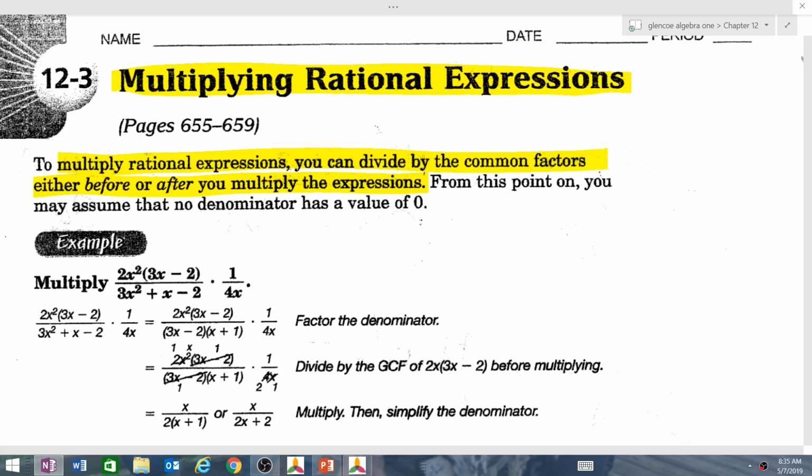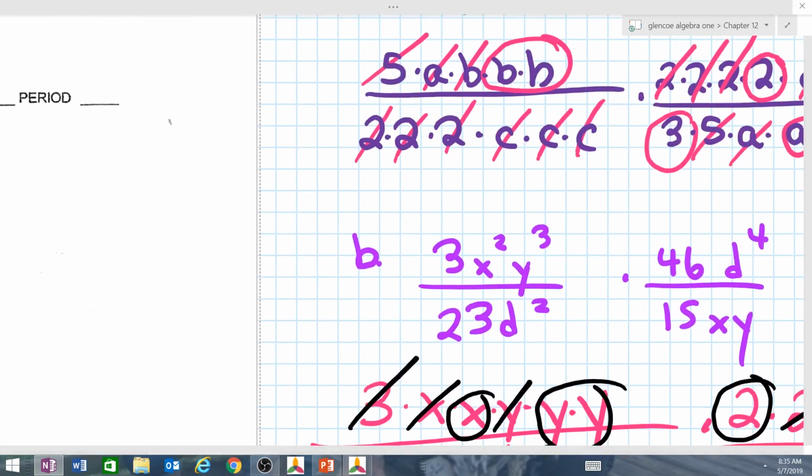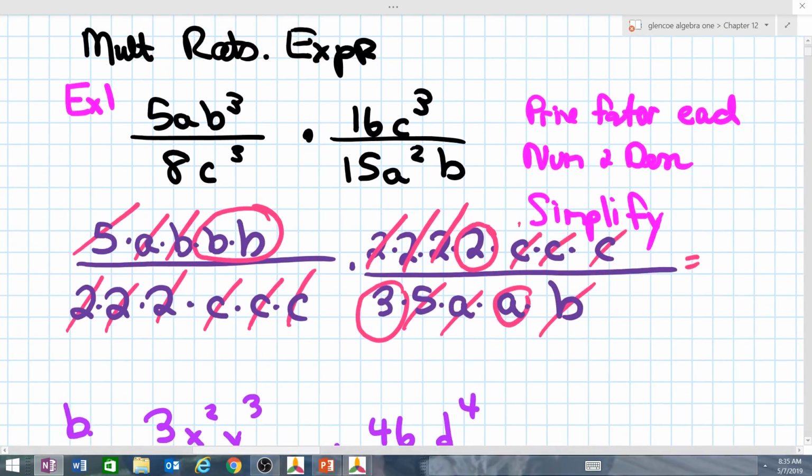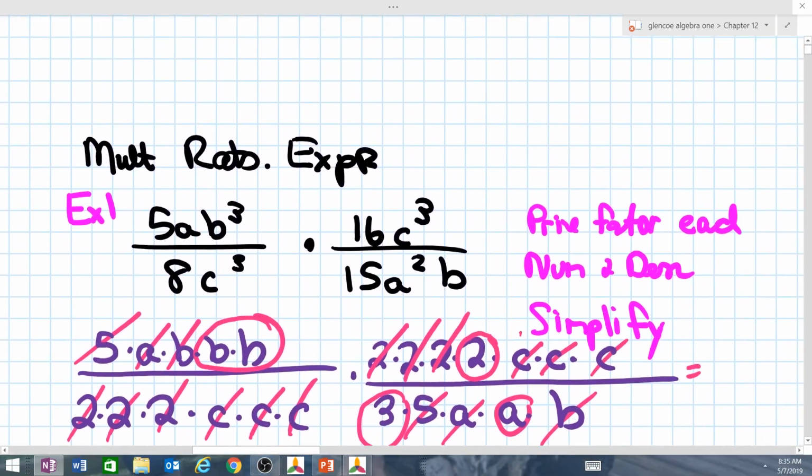So let's just go ahead and give you a little background. To multiply rational expressions, you can divide the common factors either before or after you multiply. What that means is, please remember, you can cancel before or after. Okay? So let's take it nice and easy. Remember, you may have to factor things out. So let's look at my first example.